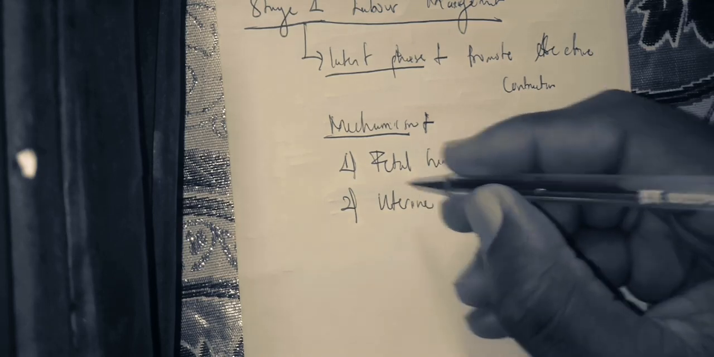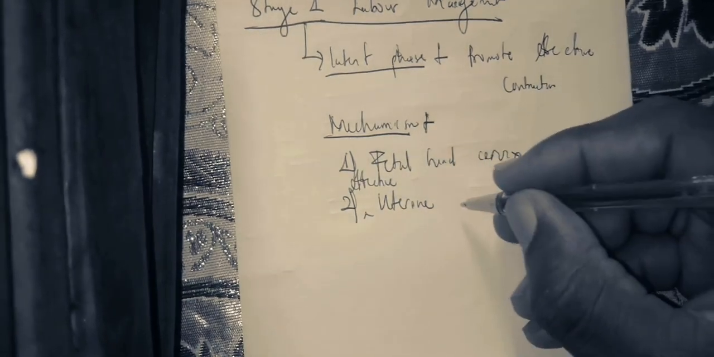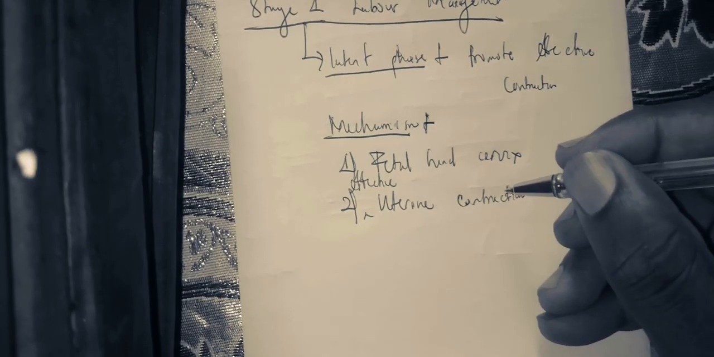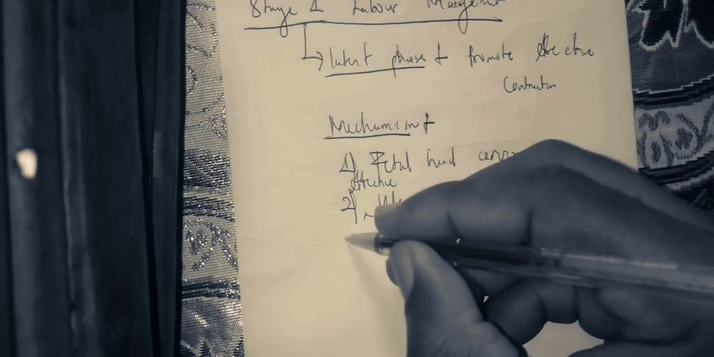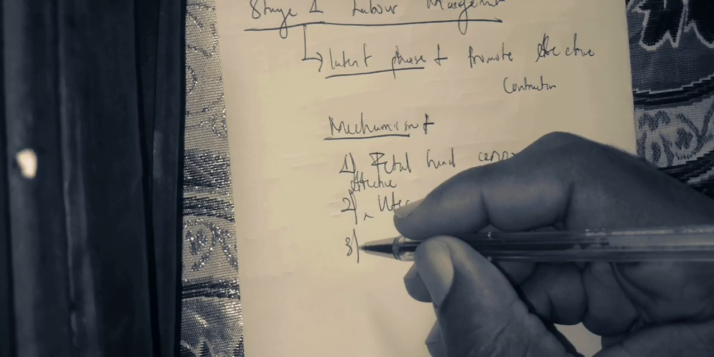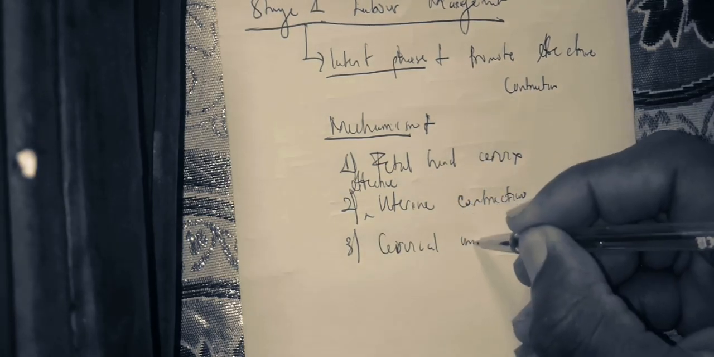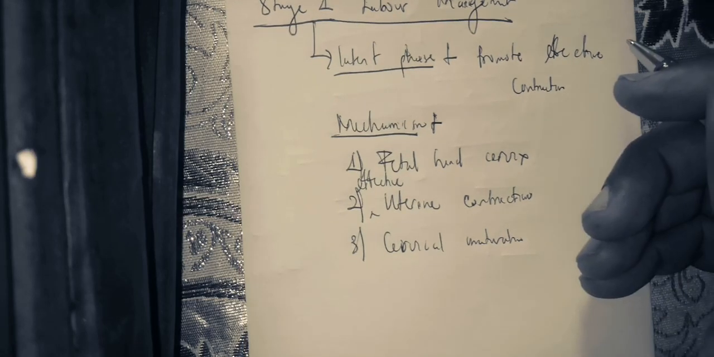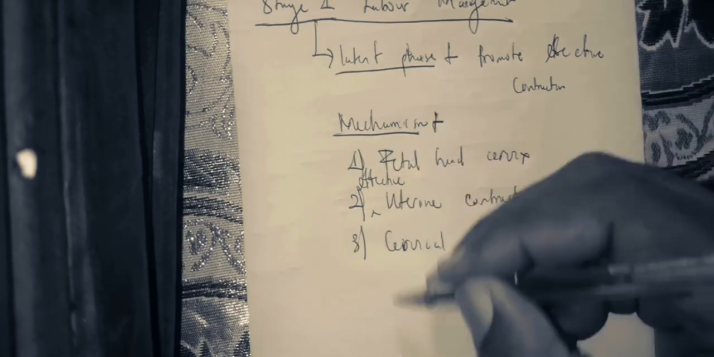When you have effective uterine contraction, not just any type of uterine contraction, it also promotes cervical dilatation. And the third one is cervical maturation, which also promotes cervical dilatation. Those are the three major elements which promote cervical dilatation.